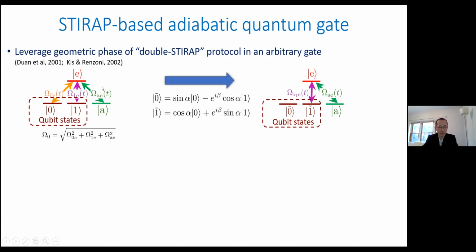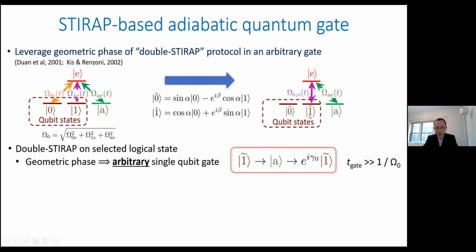By picking the pulse amplitudes in the right way, you can then have a tailor-made lambda system. And you can now use this lambda system to perform a double STIRAP to get a single qubit gate. So what you need to do is now to do the STIRAP twice. In this double STIRAP process, the 1 tilde state will move to A, and then at the end of the day, the population will be moved back to 1.